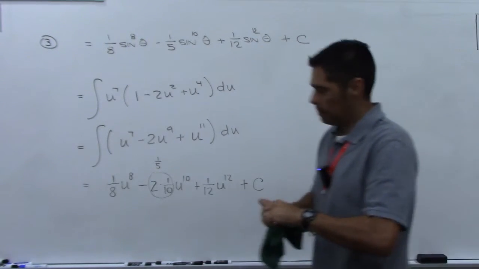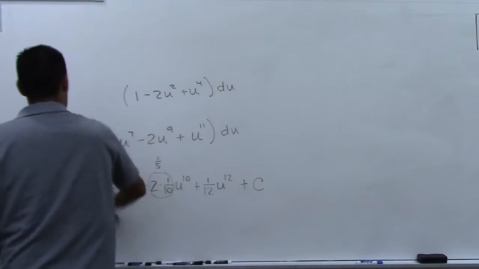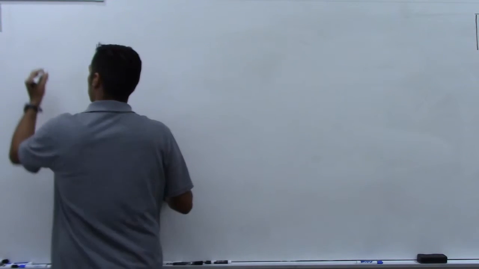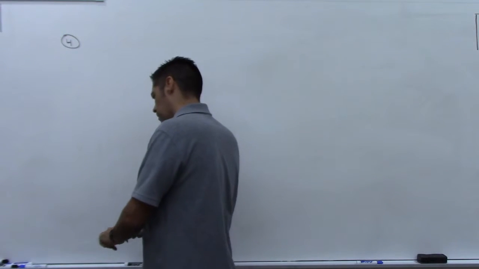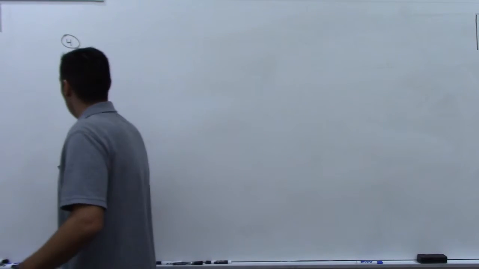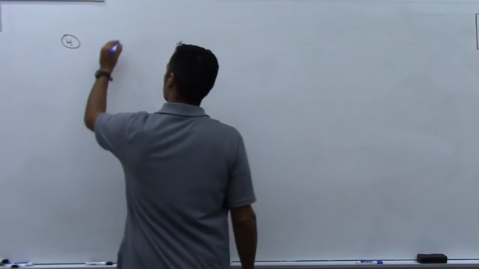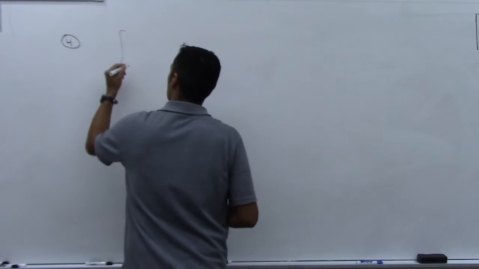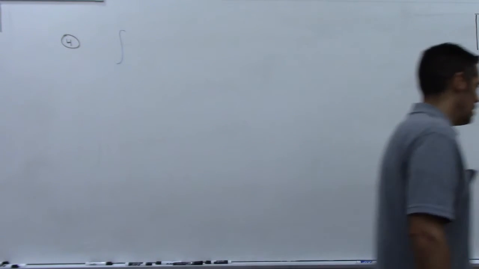Okay, that was 3. Let me take a look at 4. I can already tell that marker's not going to be good. Try a blue one. Integral sine to the 5th. Oh, wow, no. Okay, I don't know why people don't throw these things away. Oops.